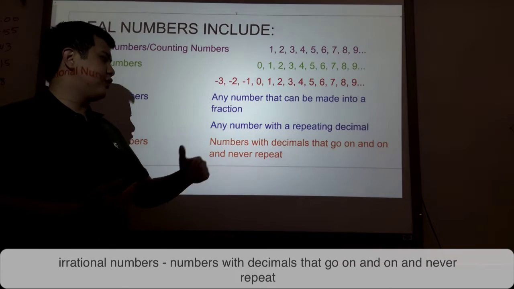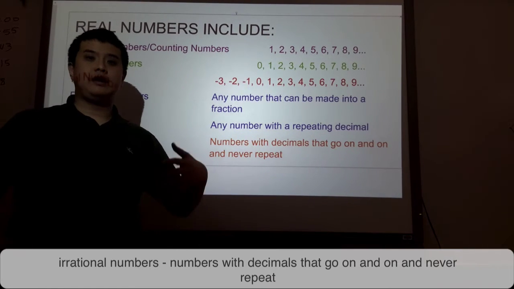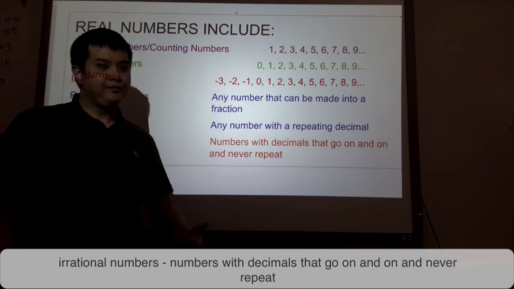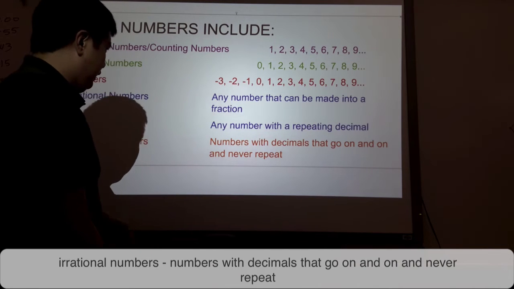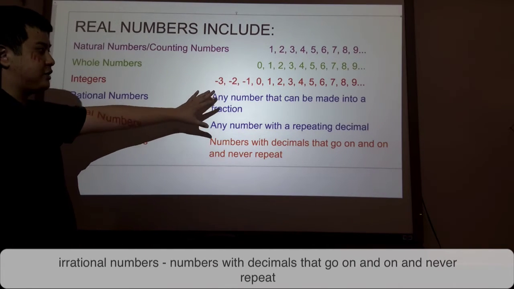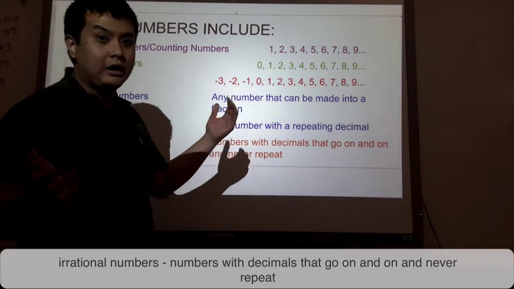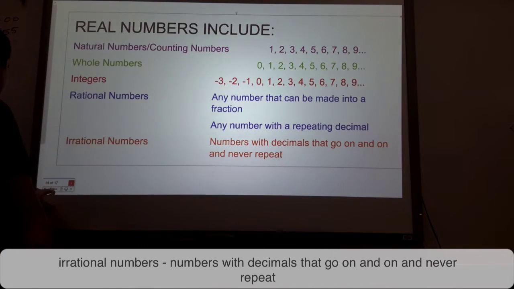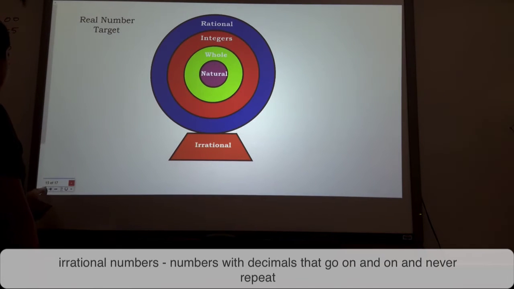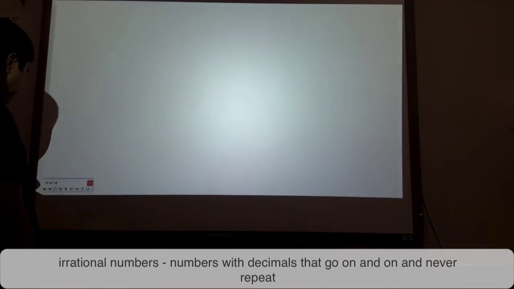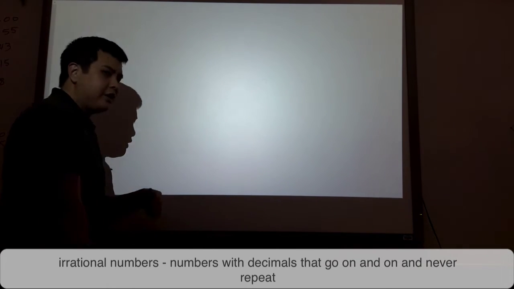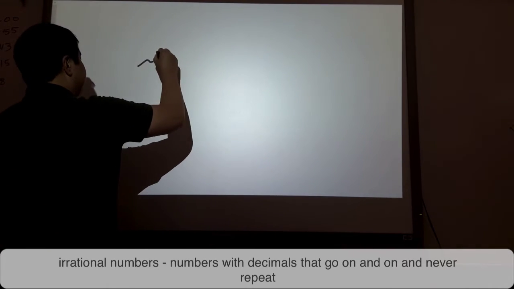Irrational numbers are numbers with decimals that go on and on and never repeat. So these are ones that have decimals that repeat, and these are the ones that are decimals that go on and on and on and never repeat. Okay. So irrational numbers include the number pi.